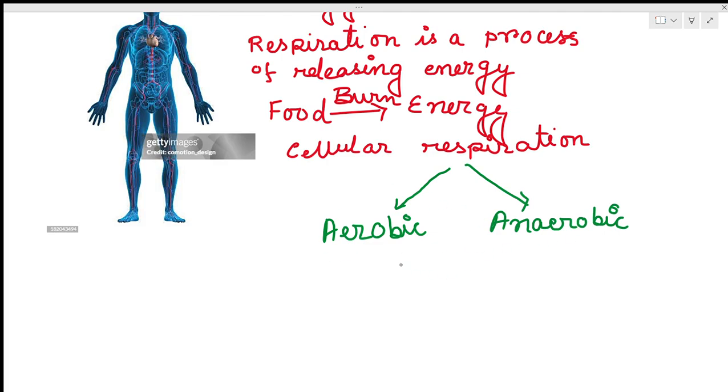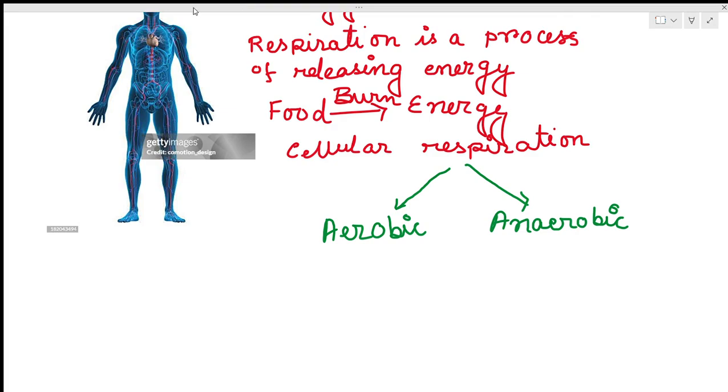Aerobic respiration is the process of respiration where the food or the glucose is burned in the presence of free oxygen. And anaerobic respiration is that type of respiration that occurs in the absence of free oxygen. So now focus on this process, aerobic respiration. For aerobic respiration, what we need is oxygen, and how do we get oxygen?